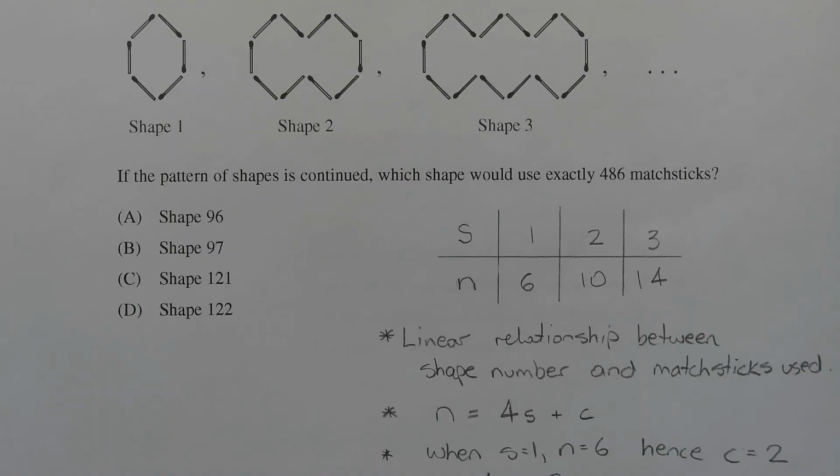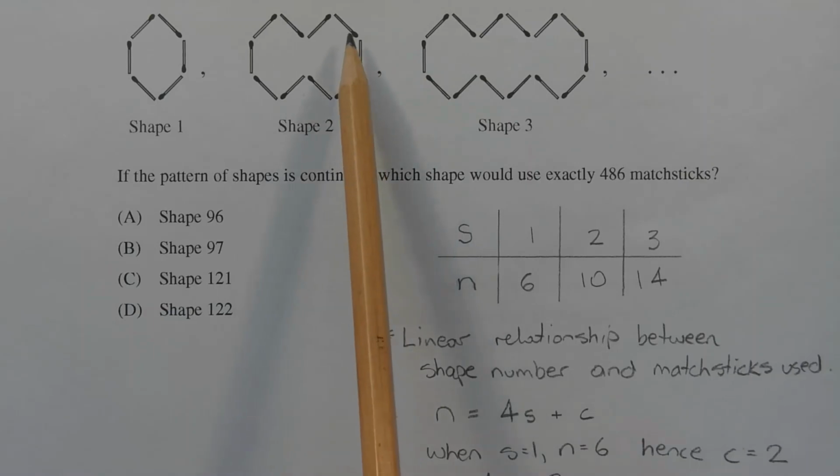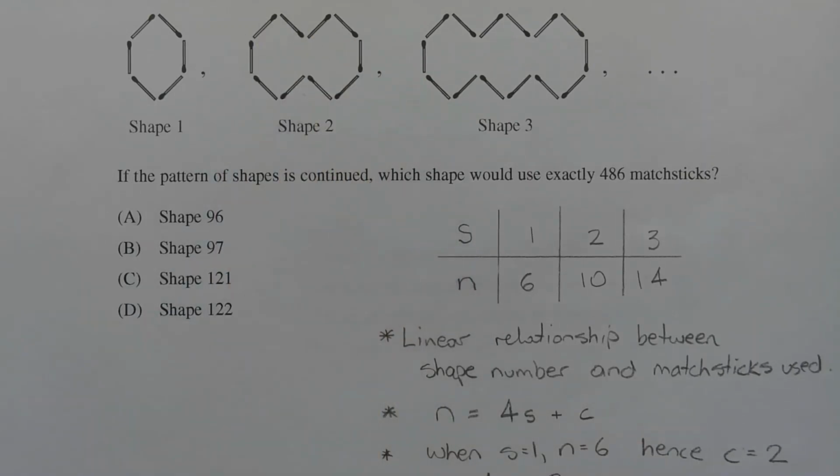The first thing we need to establish is the relationship between the shape number and the number of matchsticks used to make that shape. And that's summarized in this table here, where S represents the shape number and N represents the number of matchsticks used to make that shape. So when S is equal to 1, N is equal to 6. When S is equal to 2, N is equal to 10. And when S is equal to 3, N is equal to 14.